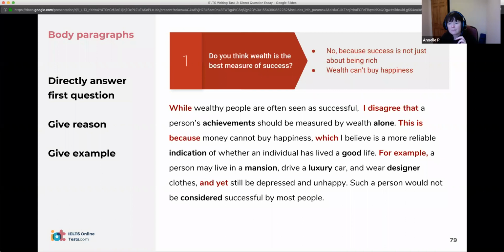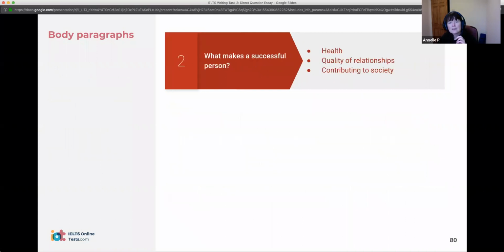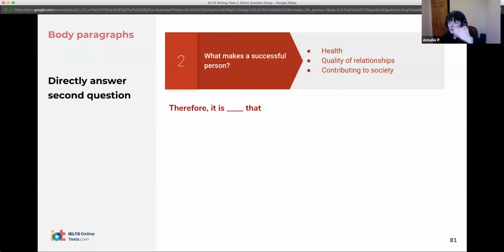So it's always nice to have a kind of wrap up sentence at the end of each paragraph. Okay. So then we were going to look at the different ways that you could be considered to be successful. Okay. So these were the three that we had gone for. So again, directly answer the question, okay, in the first line. That's your topic sentence in this case.